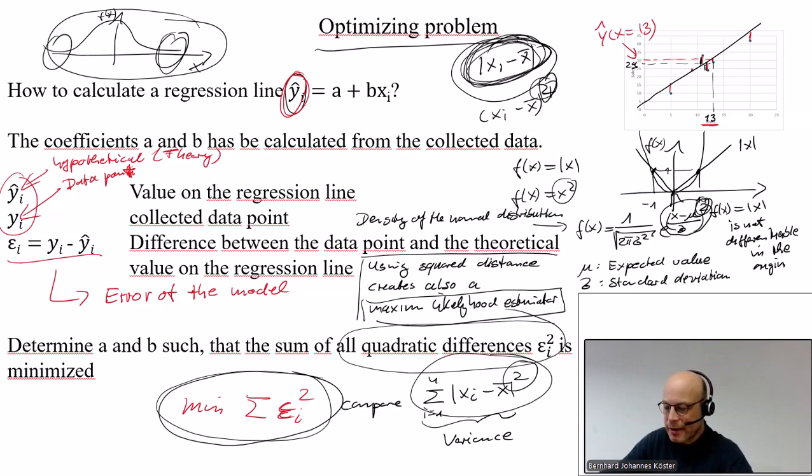This is quite clear, but there is also a good reason not to use the absolute distance. Since we want to optimize something, at the minimum the function of an absolute value is not differentiable, and then we cannot use our standard condition of taking the first derivative and setting it to 0.